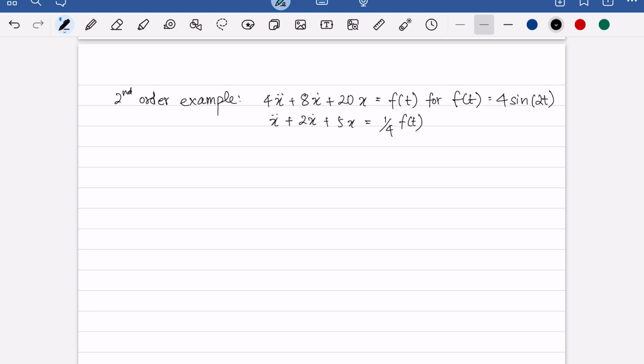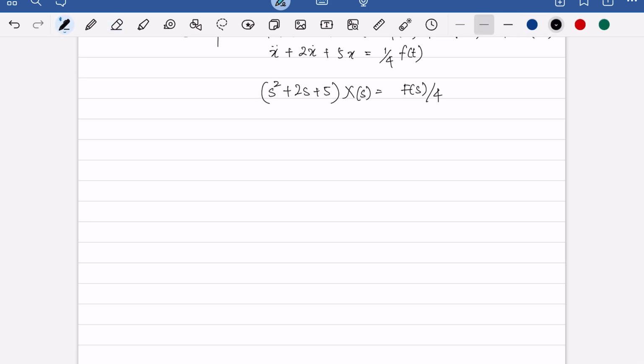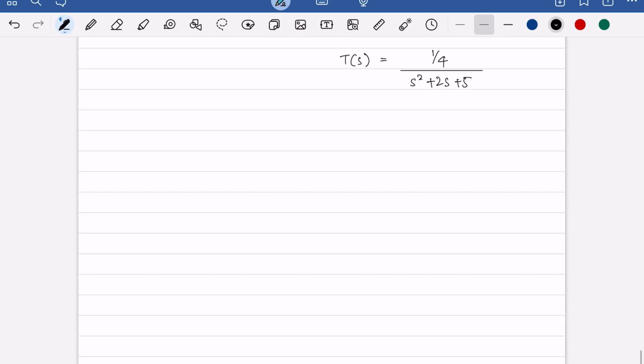Now, we don't need to really understand if it's underdamped, critically damped, or overdamped, because there's a forced response and we can directly obtain the output of the system by using the learning outcomes of the last class. So let's obtain the transfer function by taking the Laplace transform. We get (s squared plus 2s plus 5) X of s is equal to F of s divided by 4. That gives us T of s is equal to X of s over F of s, giving us 1/4 over s squared plus 2s plus 5. The cool thing is we don't even need to factorize this.